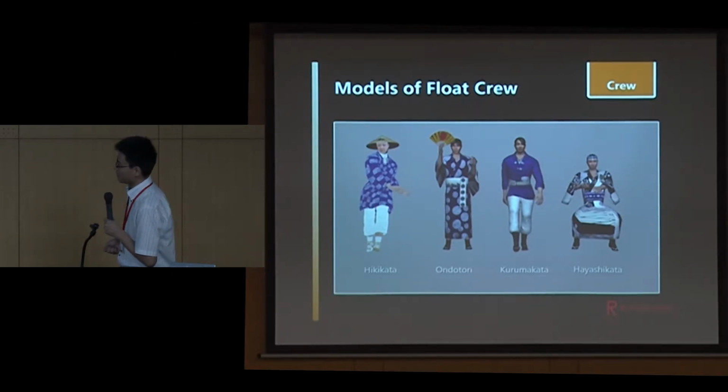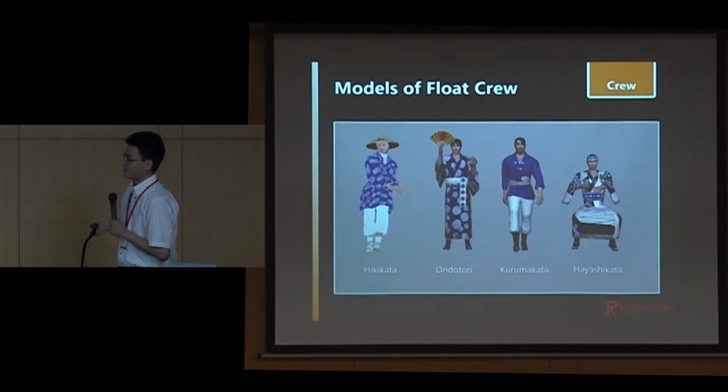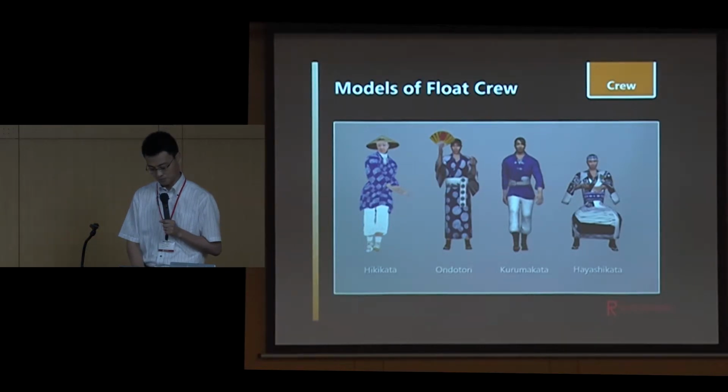And the third type is called the Kurumakata. They will control the stopping or changing of direction of the float. Because the wheels are quite big and the wooden wheel cannot steer, they have to insert wooden sticks under the wheel of the float to make it turn. And the final one is called the Hayashikata, they are musicians. They will perform traditional Japanese music above the platform of each float.